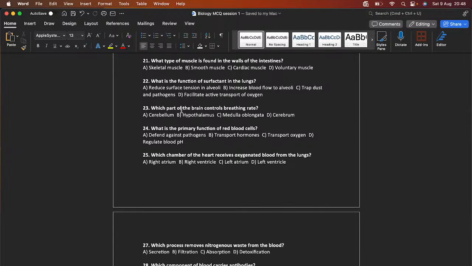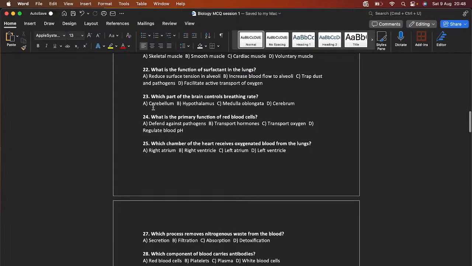So which part of the brain controls breathing rate? Is it the cerebellum, hypothalamus, medulla oblongata, or the cerebrum? So it will be the medulla oblongata. Okay, so that's the part of the brain that controls the breathing rate.